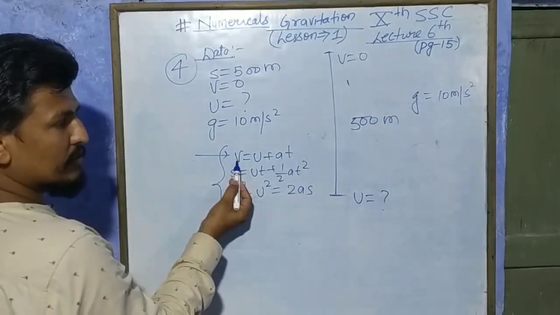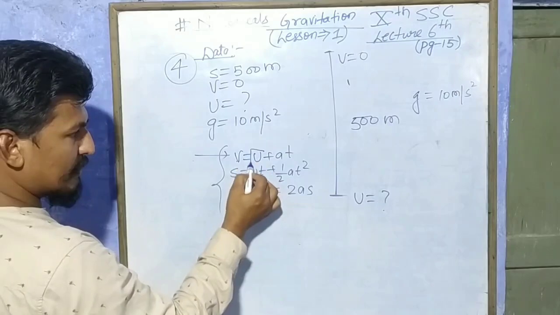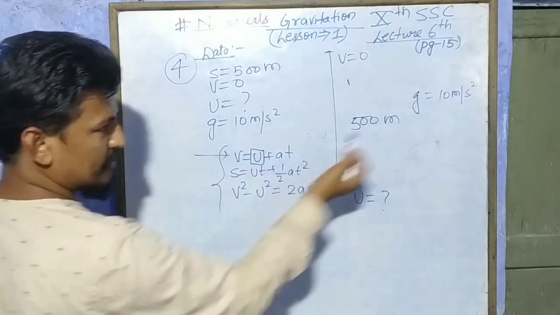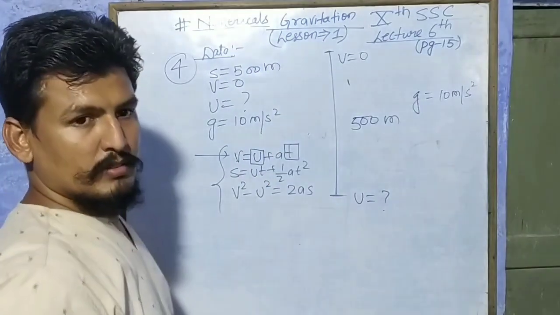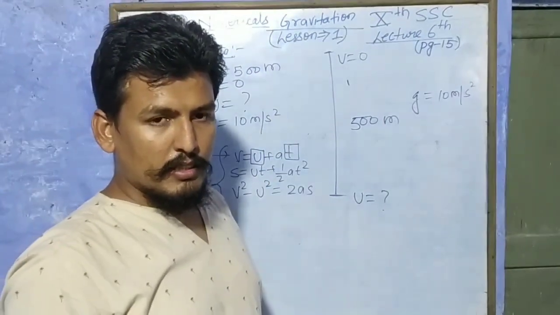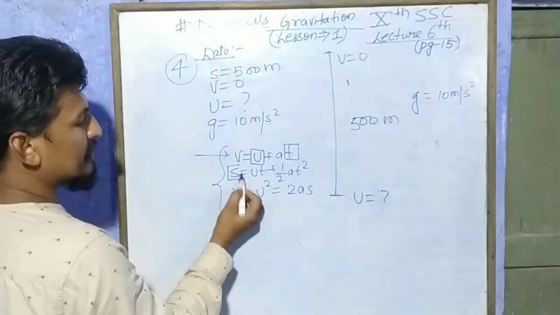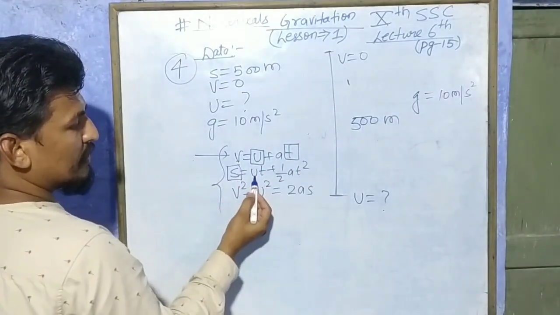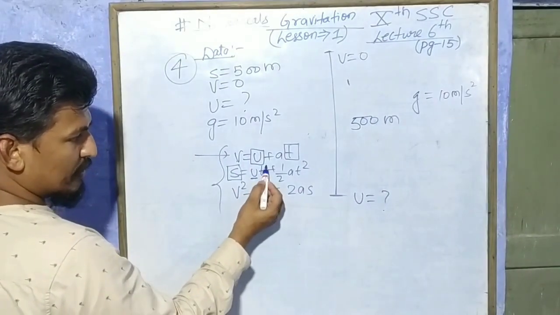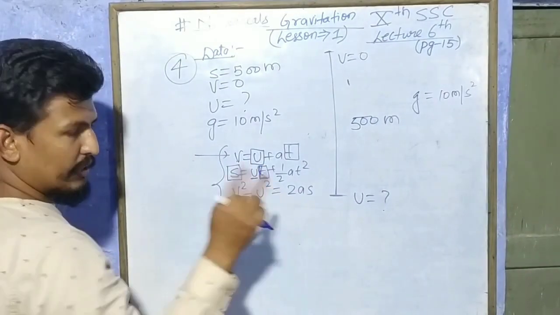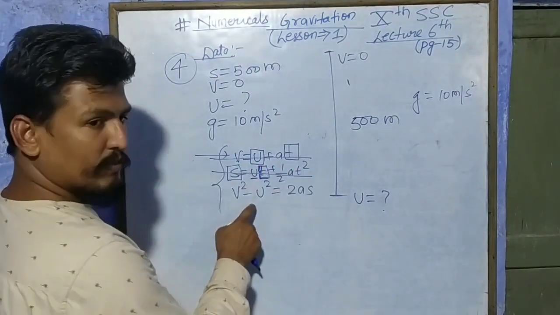V is known, 0. U is known? No. You have to find the value of U. A is known? Yes, it is 10. T is known? No. Two variables are there, so don't use this formula. Now come to the second. S is known? Yes. U is known? No, you have to find the value of U. T is known? No. Here are two variables, so don't use this formula. Use this formula.